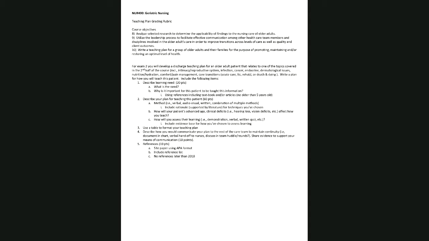Whatever you choose is fine as long as you can support it from literature, including your textbook. And then you're going to talk about different resources that you would share with the patient.